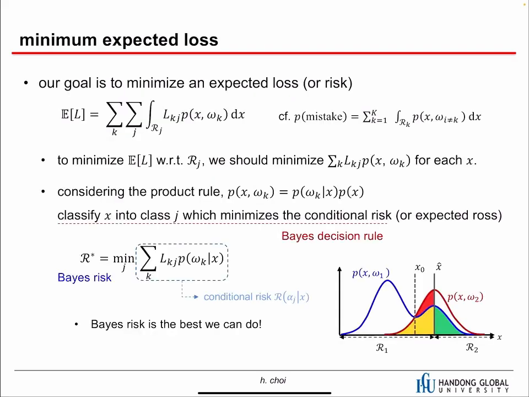Now when we have different costs for different types of errors, then we can calculate the expected loss. In that case, our goal is to minimize an expected loss or risk. So this one is expected loss, and the expected loss is a sum of, and we have two summations here, and k goes from, if it is binary classification, then k goes from 1 and 2. We have two classes, and j goes from 1 and 2.